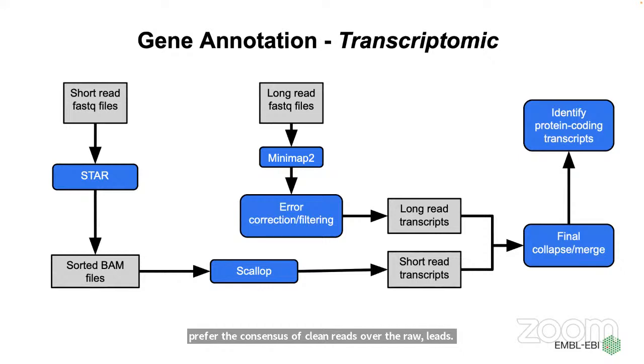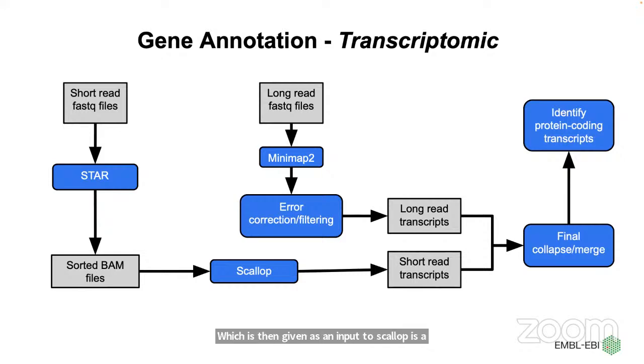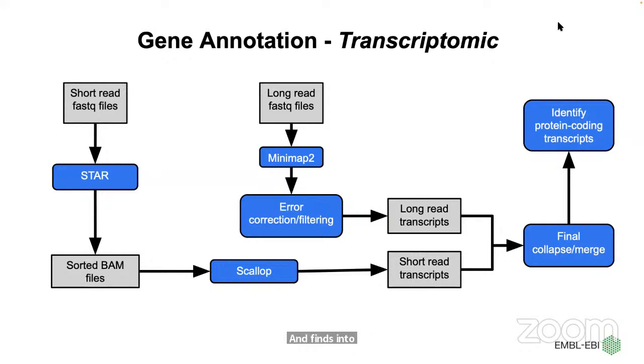So this is how the transcriptomic part of our pipeline looks like. We get the data from ENA for short read coming from Illumina platform. We align these short read data to the target genome using STAR, which is a splice-aware aligner. The output is a BAM file, which is then given as an input to Scallop. Scallop is a transcript assembler, and it assembles all the short read transcripts and collapses them into a transcript model coming from short read data.